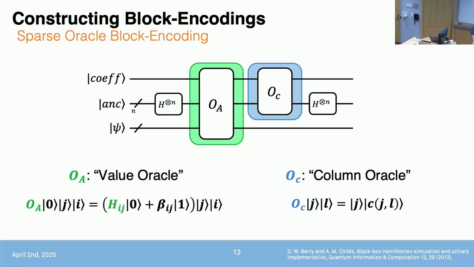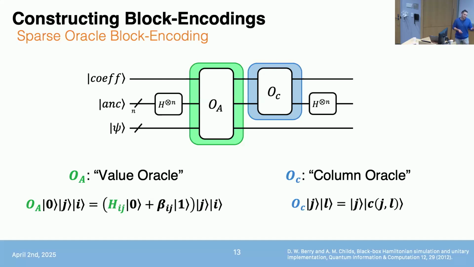The column oracle is going to take these two numbers, whoops, I switched my notation here, sorry. L should be I. If I apply my column oracle on a product between J and I, the column index and the row index, it's going to return the row J, and then the column associated with the l-th non-zero element. You can imagine if I have a sparse matrix, I don't want to go over all columns and rows. I only want to go over the ones that I know are non-zero.